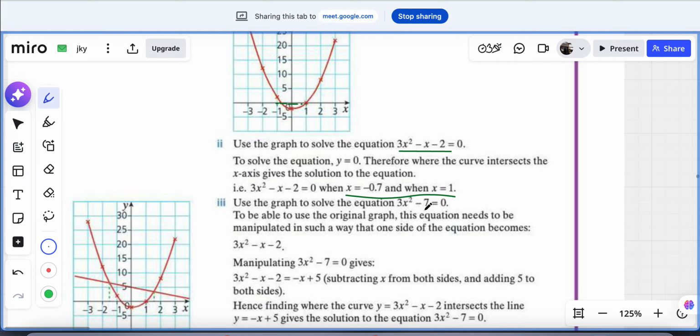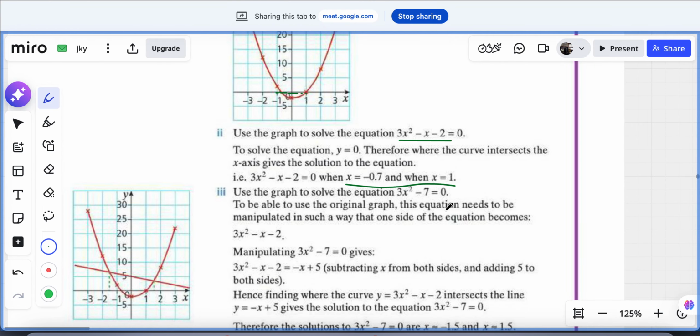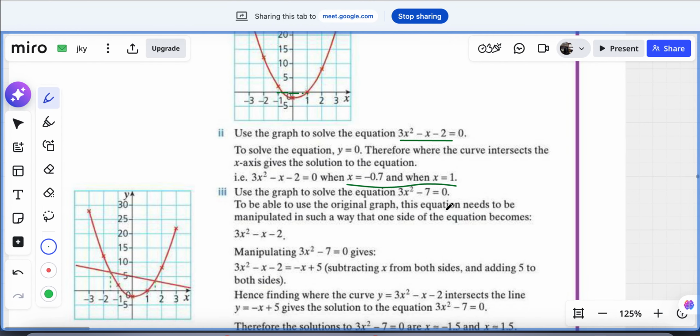Now that's the first question. The first question says we should plot the graph. The second question says we should use this to solve this equation, and we've done that. The third one says use the graph to solve the equation 3x squared minus 7. Now what we're going to do is find the difference between the first equation, the original equation, and this new equation. So when we find the difference, what do we get?